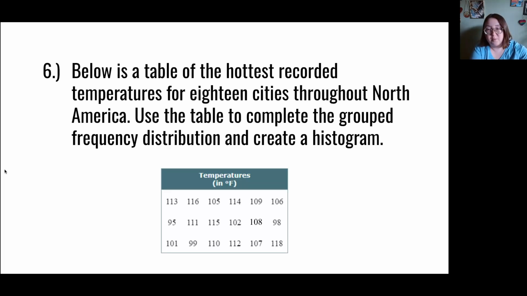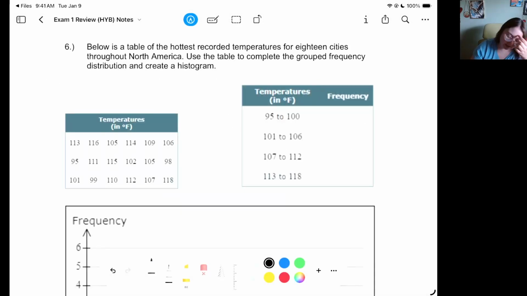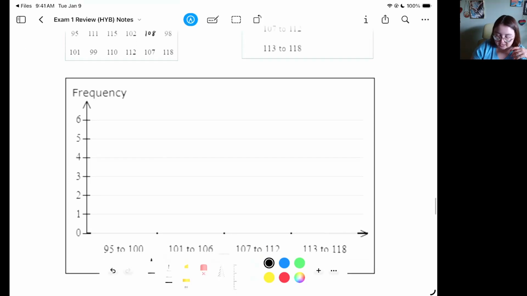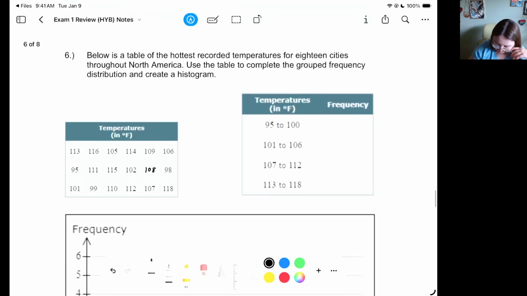All right, so what we are going to do is rewrite this and create the grouped frequency distribution, and then we'll use that to create a histogram. So let's go ahead and do that. All right, so here we have it. One thing is I had a little typo, so I had to fix that in the table there. But here we have our temperatures, and then we also have our table all set up, and we have our histogram set up for us as well. So we're going to go ahead and start figuring out our frequencies.